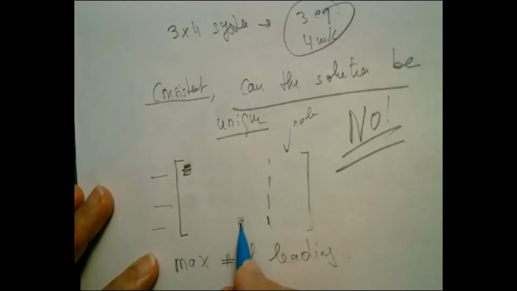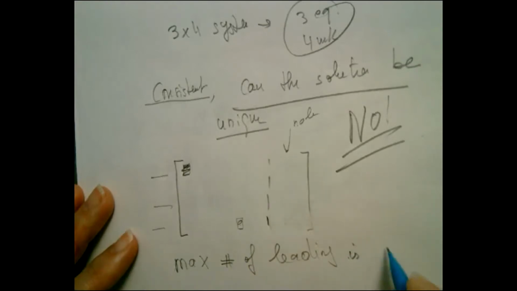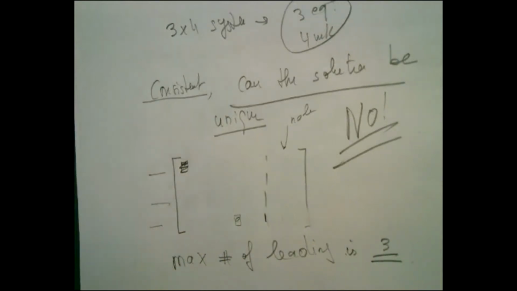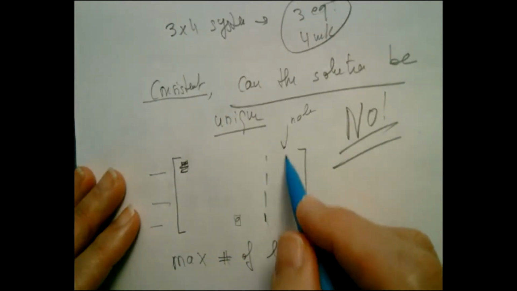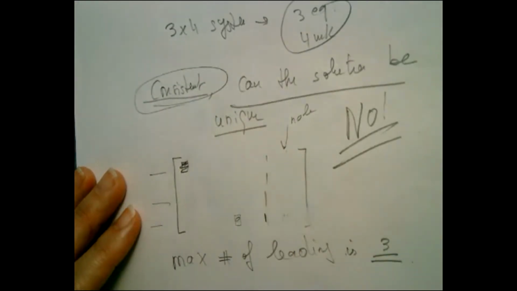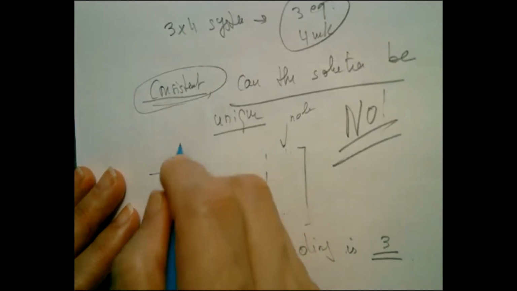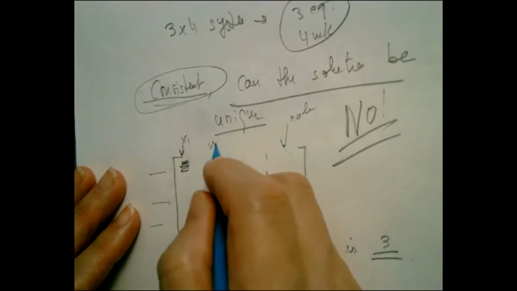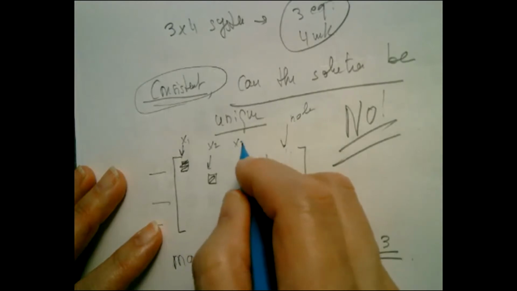The leading entry is the first non-zero term. So the maximum number of leading entries is actually 3. We cannot have more than 3. And we know that there is no leading entry in the last column because I have consistency. So what does the picture mean? Let's say this is the column that corresponds to x1. This is the column that corresponds to x2 that has a leading entry. And that's one scenario. And this is the column that corresponds to x3. I'm done. That's the maximum number of leading entries.